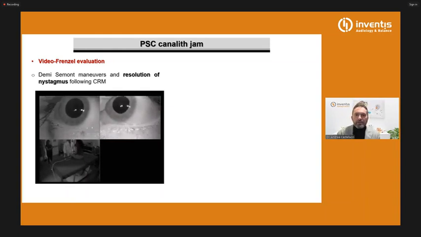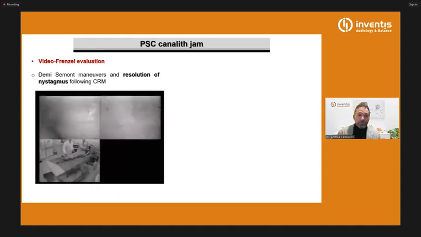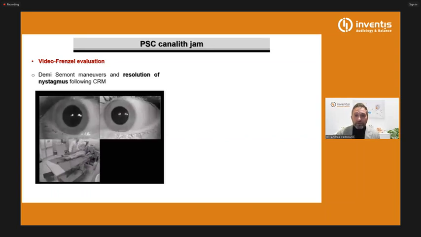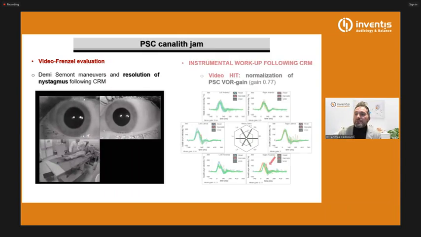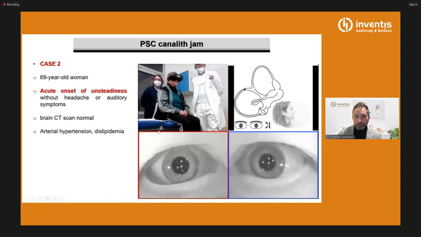You can see here that nystagmus fades. So probably it was a canal gem of the posterior canal that was affected. That could be managed by repositioning maneuver. You can see here now there was left a tiny downbeat nystagmus just in the position. But the most interesting thing is that the VOR gain for the affected canal fully recovered after the repositioning maneuver.